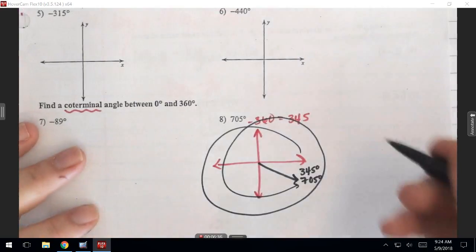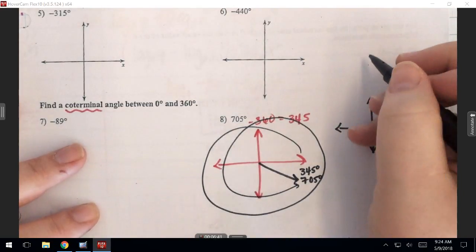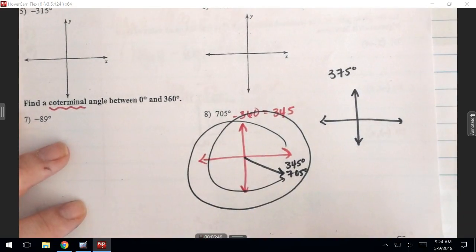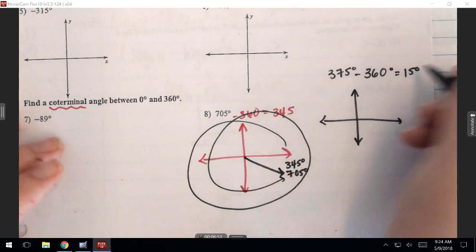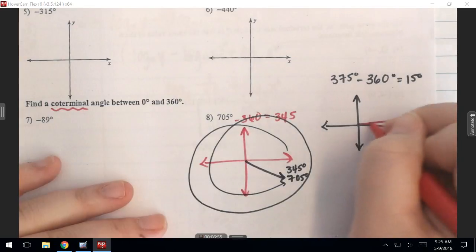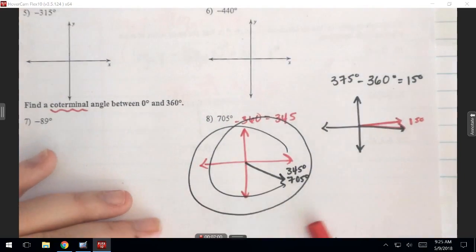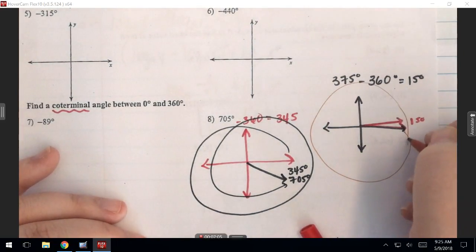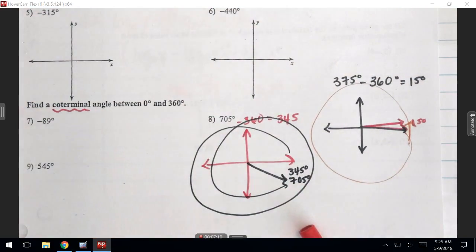So I drew that really ugly. So for instance, they might give you like 375 and ask you to find the coterminal angle. So I would just subtract 360 and get 15 degrees. And all that's saying is that this angle right here is at the same spot where 15 degrees would be, but it's also the same spot where 375 would be, because you went full around the circle once and you went back up a little more. And my pictures are just getting uglier and uglier today.